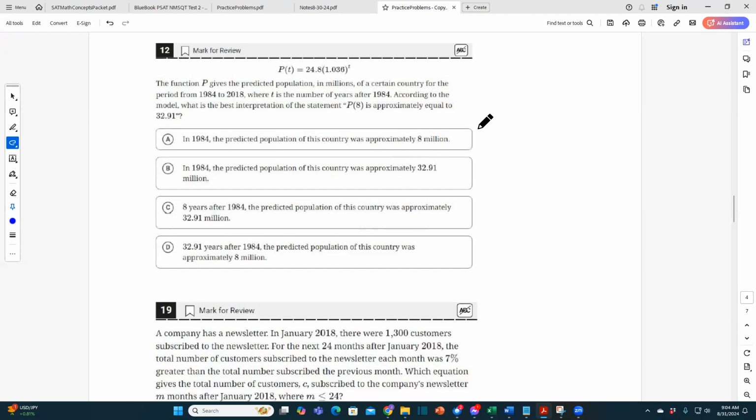Okay, so this is function notation. P of t, P is the name of the function. It's a function that correlates with the t value, function of t. And that's our independent variable, just like the x would normally be. The output of the function is the P of t value, or the y. Remember, we replace that with y.